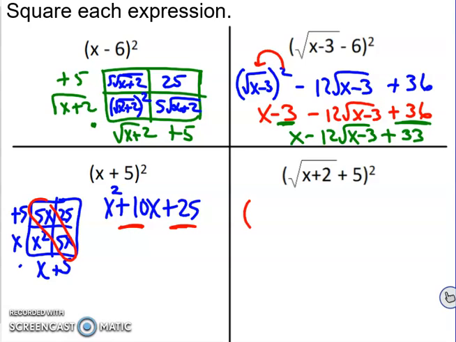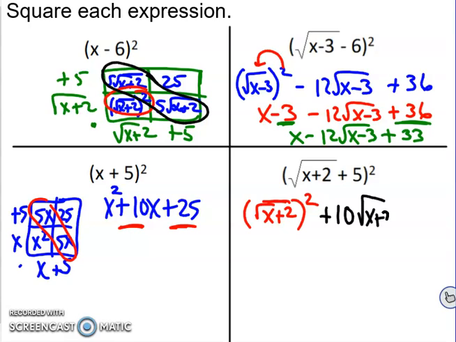So the first answer is our term being squared, which is the square root of x plus 2, squared. That would be this answer here. The 10x is actually 10 times the square root of x plus 2. So you have 5 of those in the top left corner, 5 in the bottom right, so you have 10 square roots. Plus the answer in the top right-hand corner, which is plus 25.